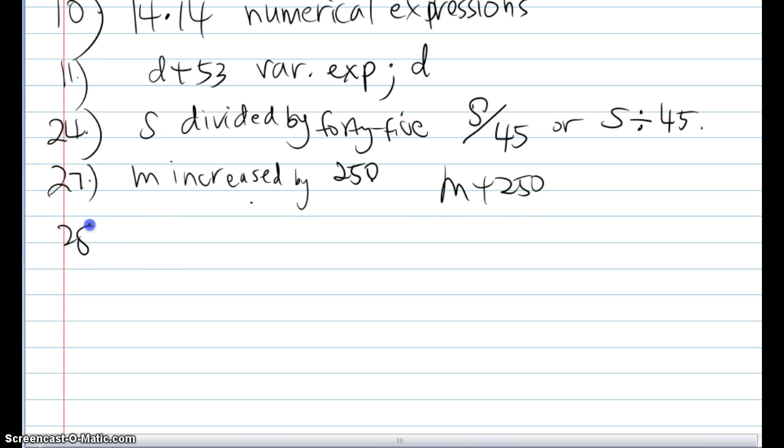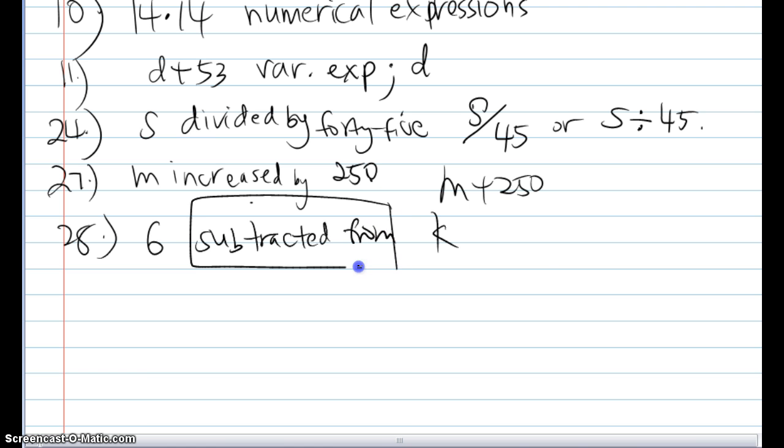Let's look at 28. This one is 6 subtracted from K. And so this is a backwards word, actually. So that's going to be K minus 6.